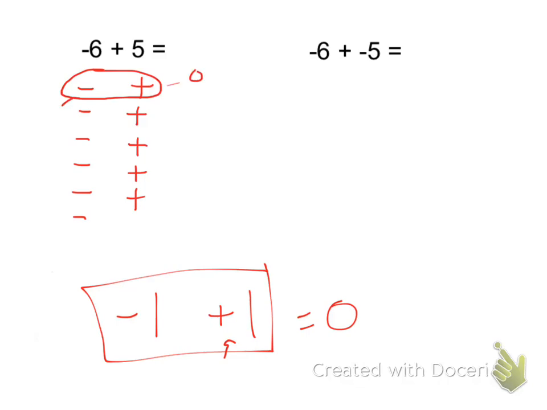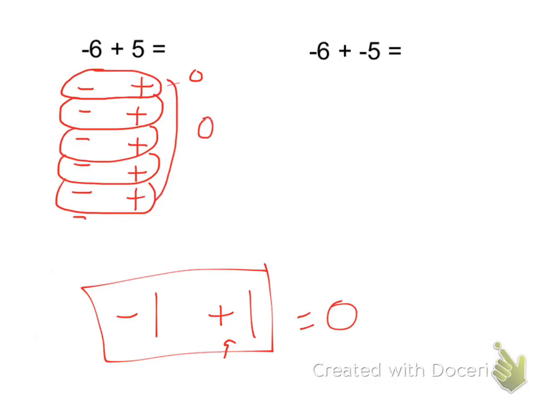So when you look at this, how many 0 pairs do I have? You can think of them as canceling each other out. All of these equal 0. So together, that's 0, and what I have left here is 1 negative. So my answer is a -1.